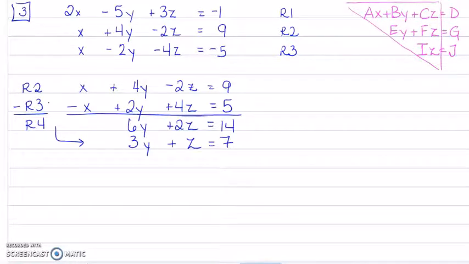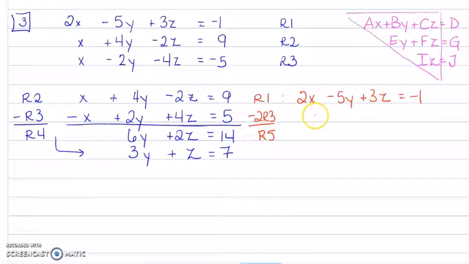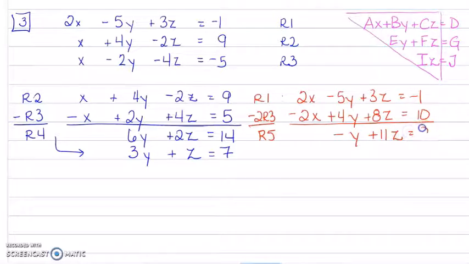Now I'm going to want to use row 1. I'm going to switch colors. Row 1 minus twice row 3 to give me a row 5. So row 1 is 2x minus 5y plus 3z equals negative 1. And then negative 2 times this third row, negative 2x plus 4y plus 8z equals 10. And when I add those together, the x's are eliminated. I get negative y plus 11z equals 9.